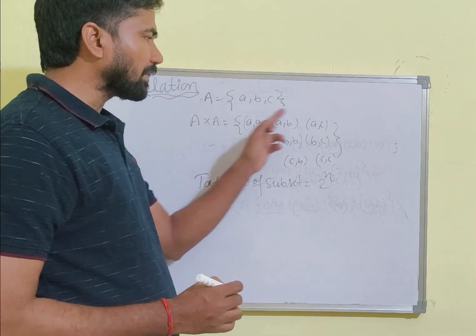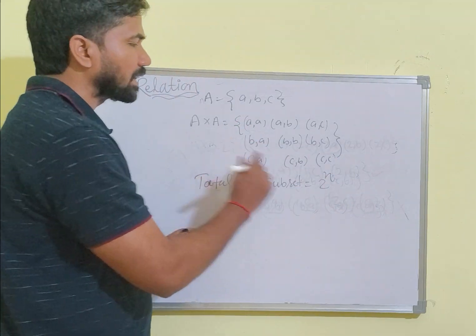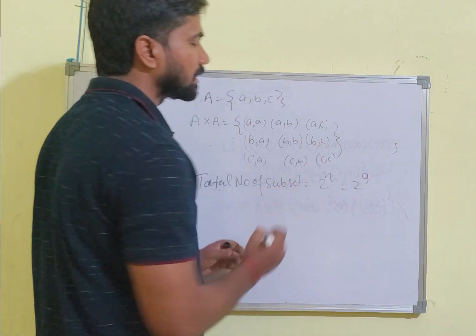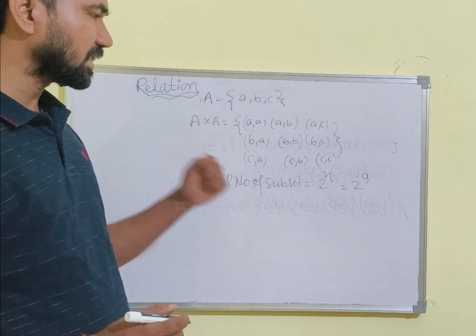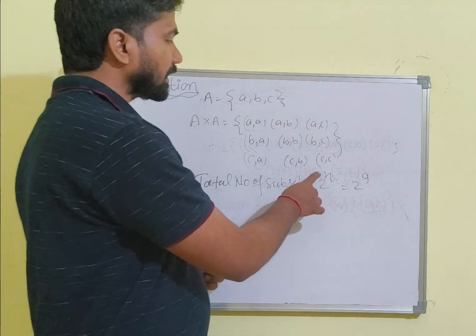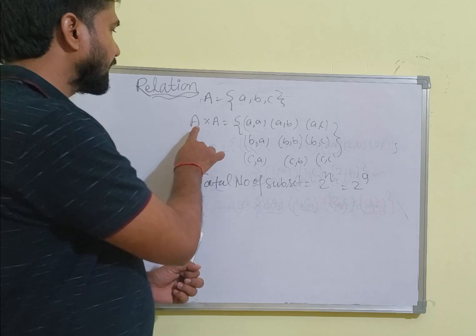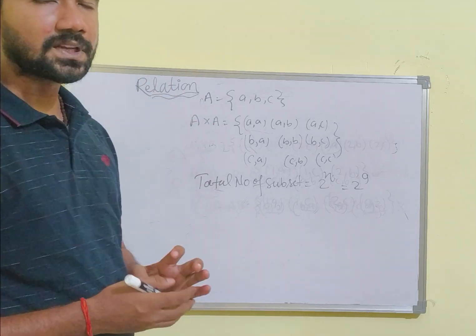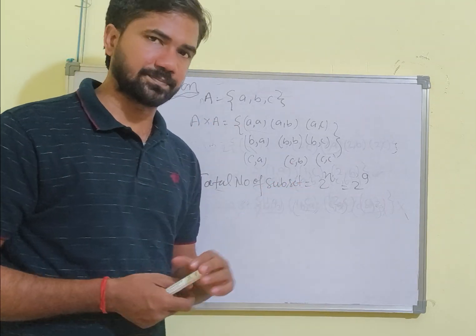What is the number of elements in A cross B? So how many elements? 2 power 9 elements. So the total number of subsets for this set will be 2 power 9. What is the number of elements in A cross A? That is the total number of subsets.